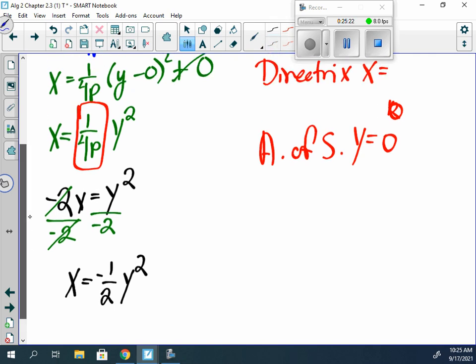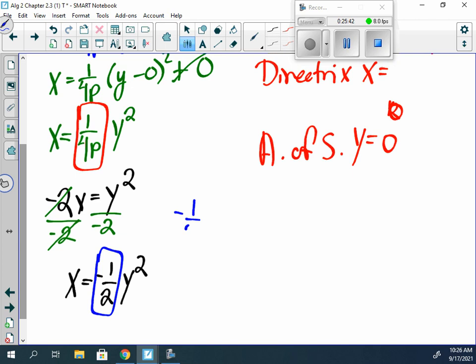Any questions on this here? So this negative 1/2 is matching up with our 1 over 4p. Those are the same. They're in the same location. So the value of p is trapped somewhere inside the negative 1/2. To find it, what we can do is set the negative 1/2 equal to 1 over 4p.